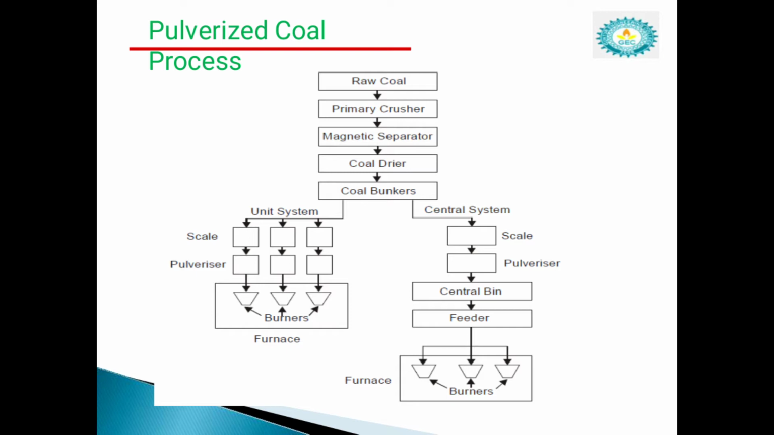The raw coal, primary crusher, magnetic separator, coal dryer and coal bunkers are common. After the coal bunkers, we use two systems in the pulverized coal process. One is the unit system, the second is the central system. This is the diagram of the pulverized coal process. Now we will discuss these two systems briefly.